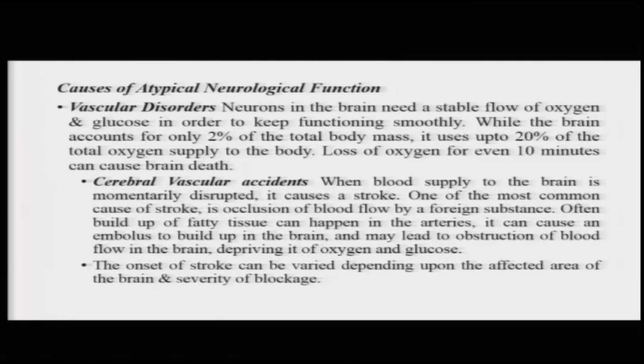Let us look at varieties or causes of different kinds of atypical neurological function. One of the first causes is vascular disorders. Vascular disorders arise when, for example, there is some kind of tissue damage in the brain because of partial or complete loss of supply of oxygen or glucose to the neurons in the brain. Neurons in the brain need a stable flow of oxygen and glucose in order to keep functioning smoothly.